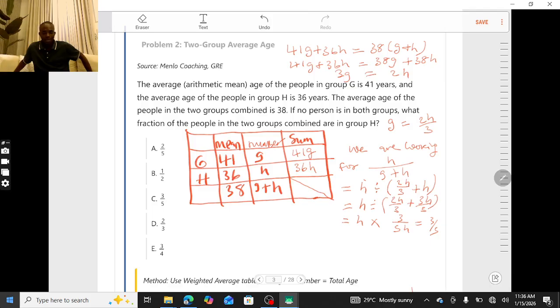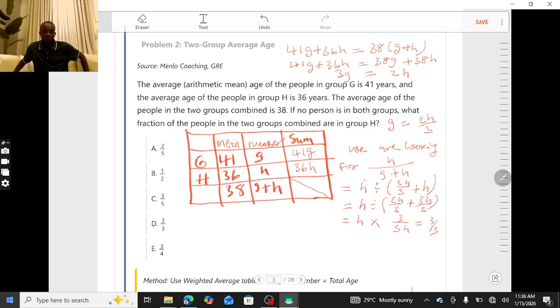Now, I don't know whether that is clear enough. This is mean, which is also average. Mean times number equals sum. The average for G is 41, the average for H is 36. The number for G is not given, so we are the ones assigning G. And the number for H is small letter h.